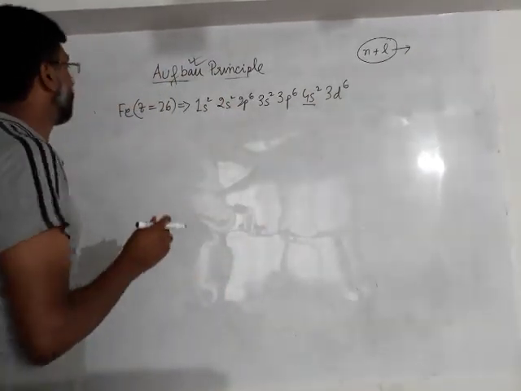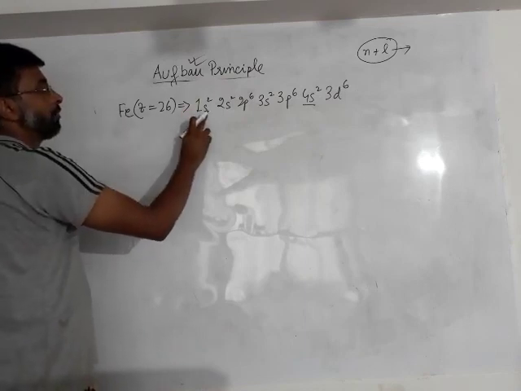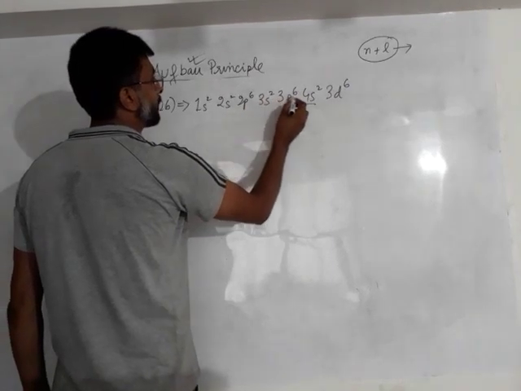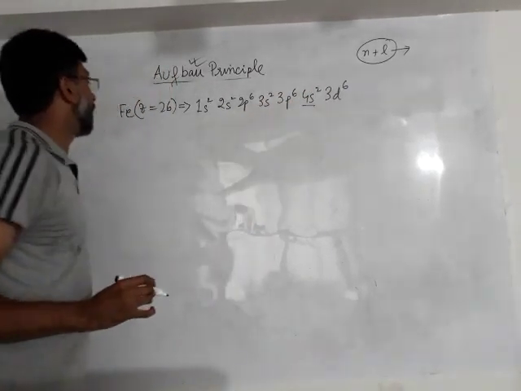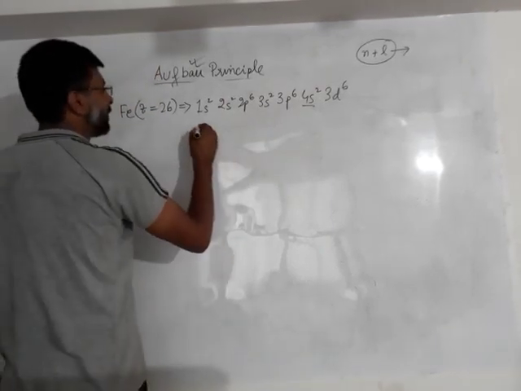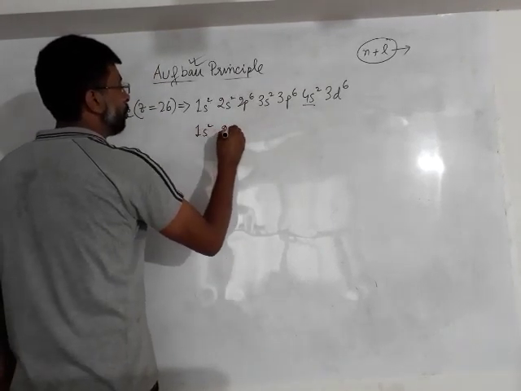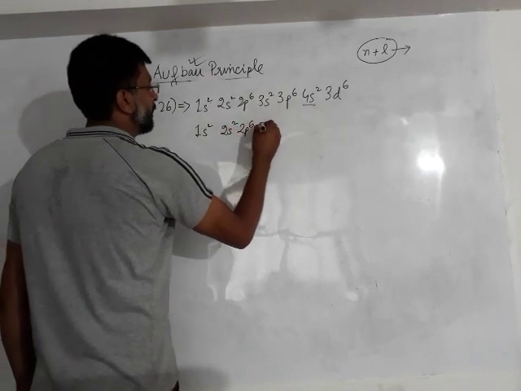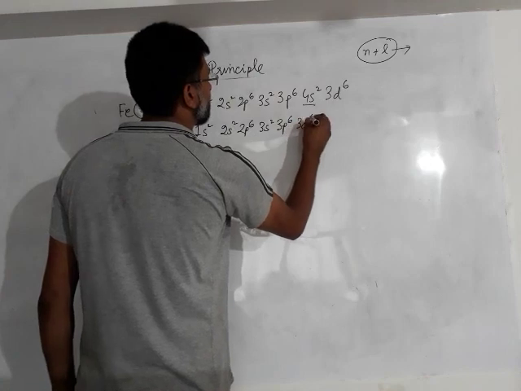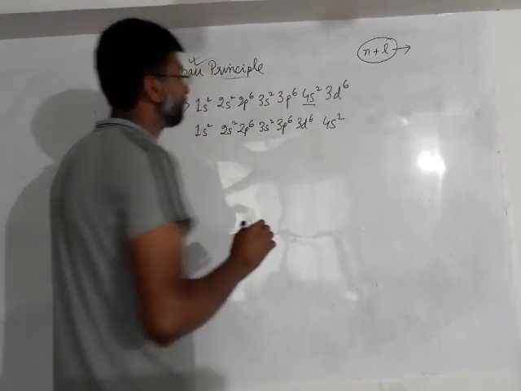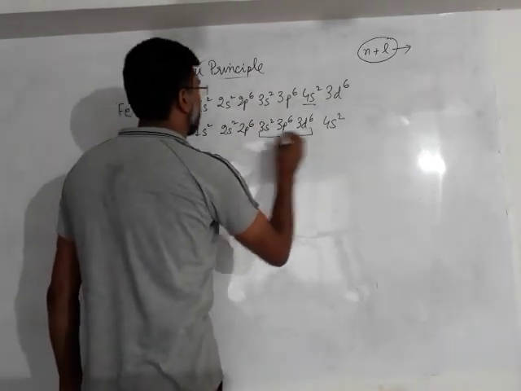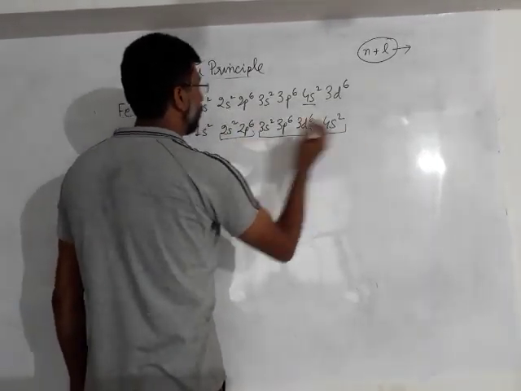Now let us check the total number of electrons in this electronic configuration of iron. 2 plus 2 is 4, 4 plus 6 is 10, 12, plus 6 is 18, 20, 26. This is the electronic configuration of iron. Now, for my convenience, I can arrange it in this manner also: 1s2, 2s2, 2p6, 3s2, 3p6. Then I can write down 3d6, then 4s2.